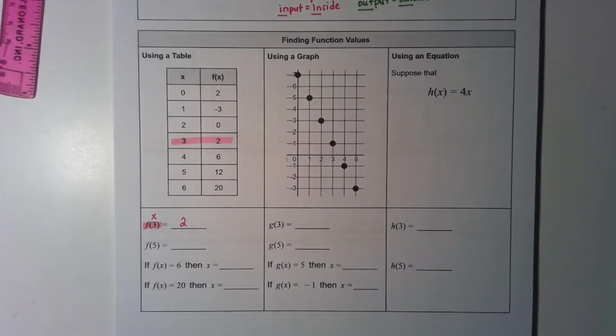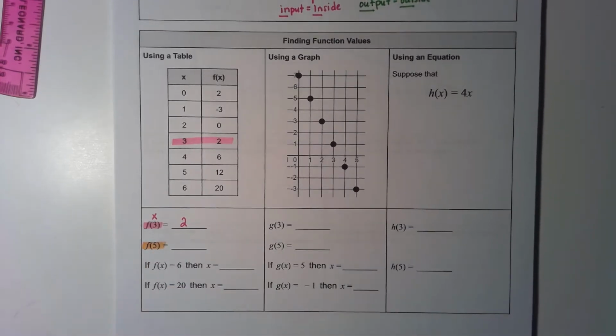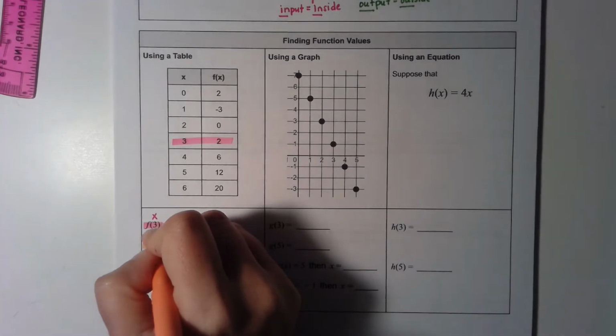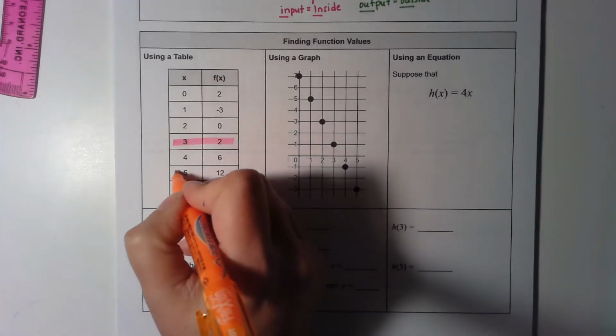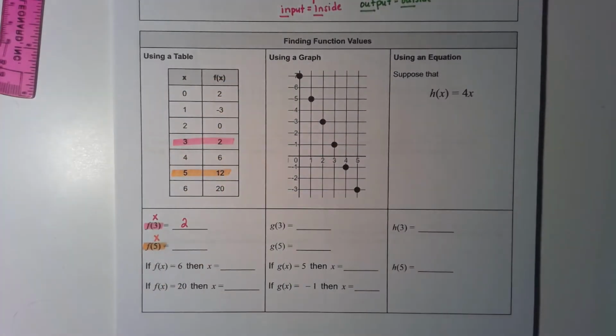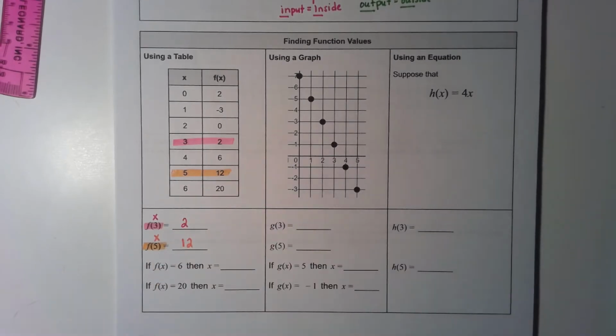For the second question here, it says find f of 5. Now, since the 5 is on the inside of the parentheses, that's going to be an input value. So I'm going to look for the number 5 in the input column of the table. Looks like it's right here. And then I'm just going to match it up to the output. So when the input is 5, the output is 12.